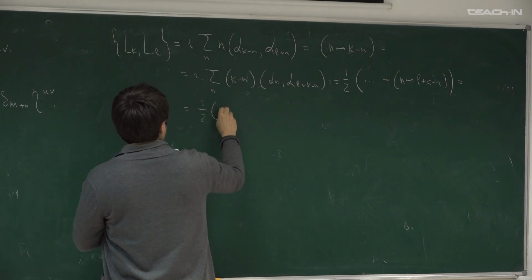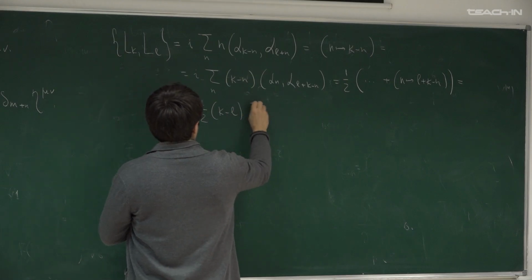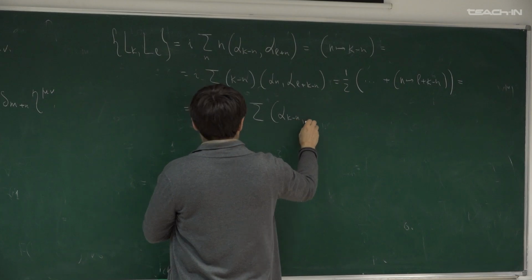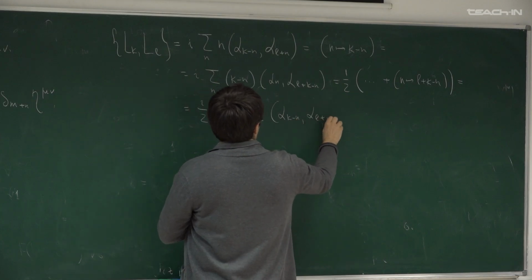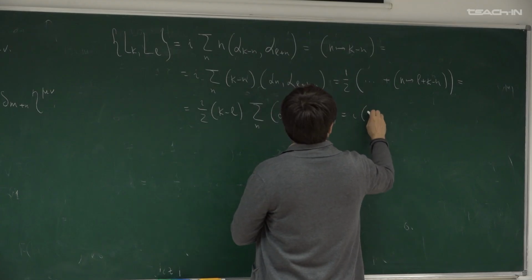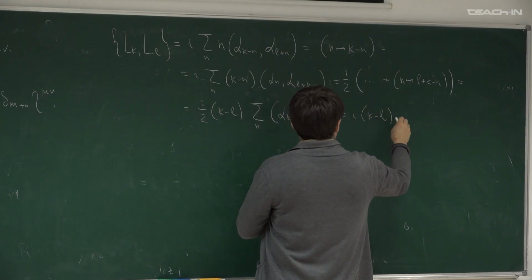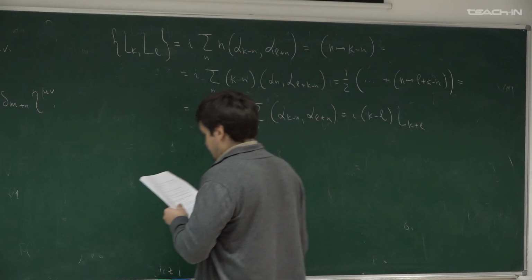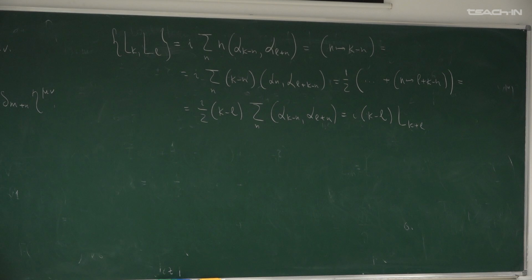I over 2 (k minus L) times the sum of alpha_{k-n}, alpha_{L+n}, sum over n. So this is i(k minus L) L_{k+L}. So this is a small calculation.